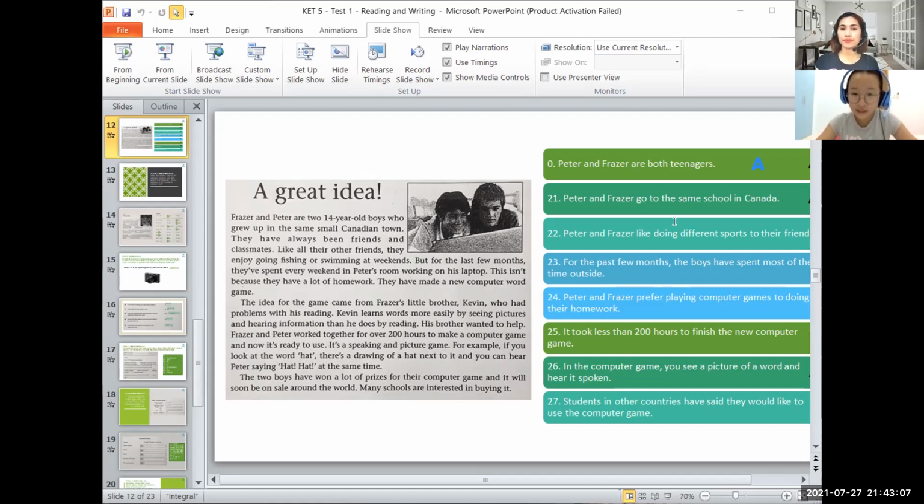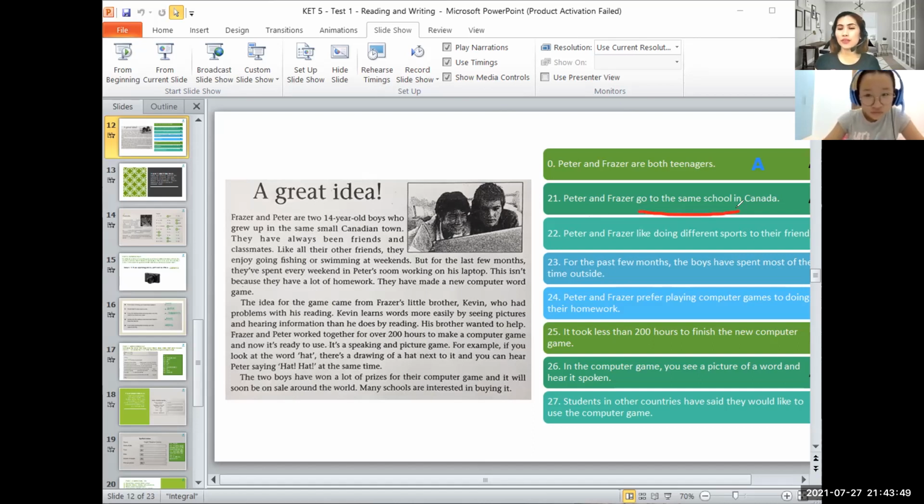Peter and Fraser go to the same school in Canada. Right? Is it right? How did you know? Fraser and Peter are two 14 years old boys who grew up in the same small Canadian town. But I think that's not what we're looking for. We're looking for, or the question is, do they go to the same school?